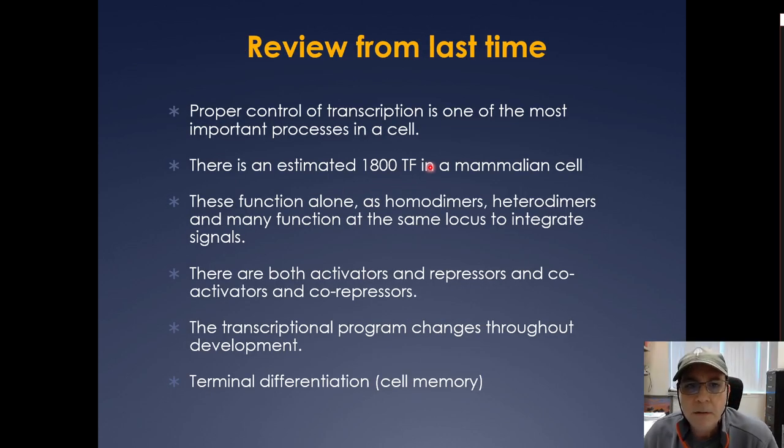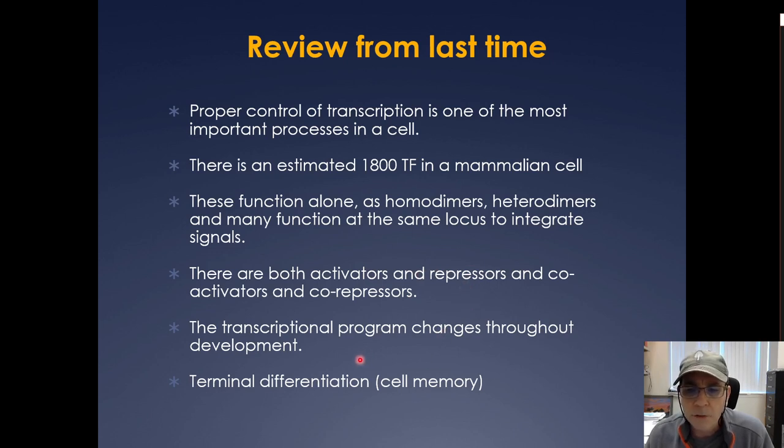So just a quick review from last time. The proper control of transcription is actually one of the most important processes in a cell. I mentioned last time that there's about 1,800 transcription factors in a mammalian cell, and these are all set up in transcriptional networks. And as we saw, these can function alone as homodimers, they can function as heterodimers, and many different transcription factors can function at the same locus to integrate signals. That goes with the activators and repressors, and then there's co-activators and co-repressors, and a lot of that is interpreted by mediator.